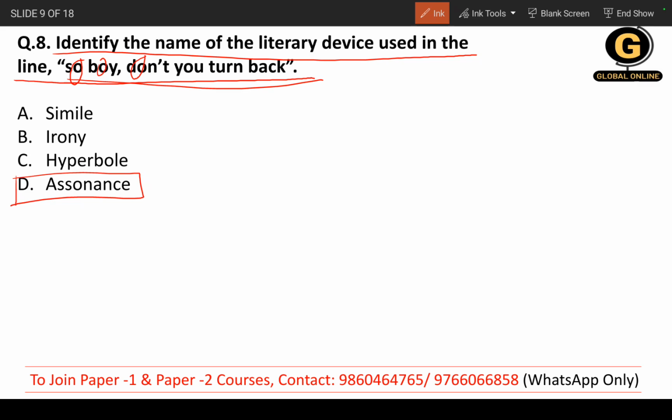For example, chips and dips. There's a repetition of the vowel sound. And also, do good, have good. There is a repetition of a vowel sound. So that is assonance. Hyperbole, you know it. Irony, simile, we have already discussed.